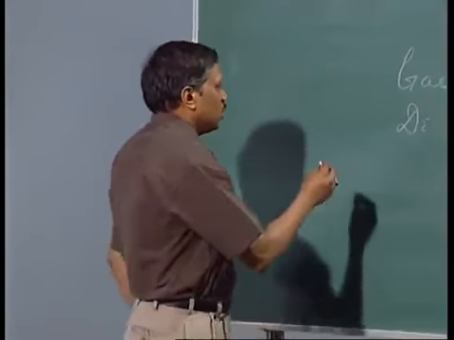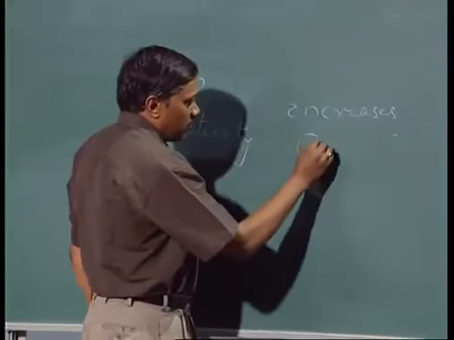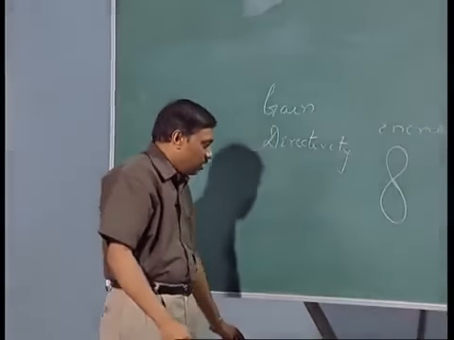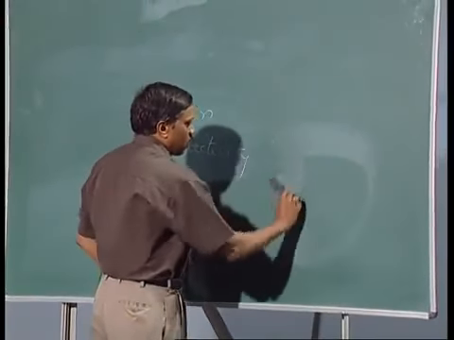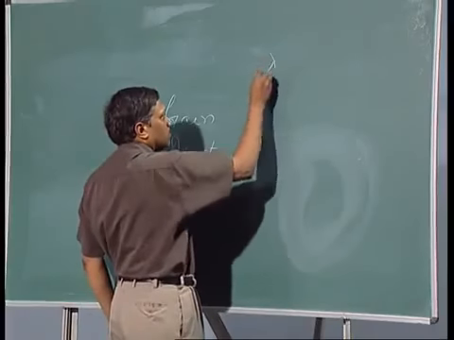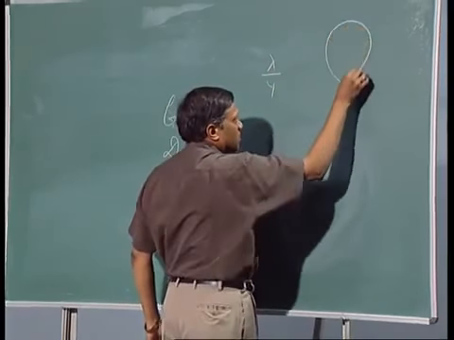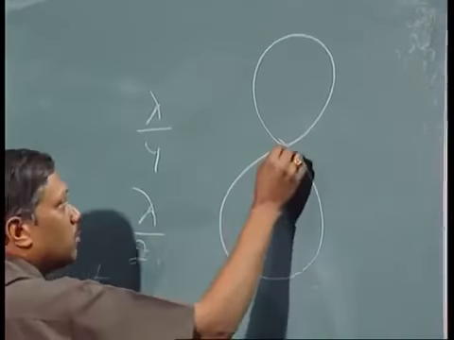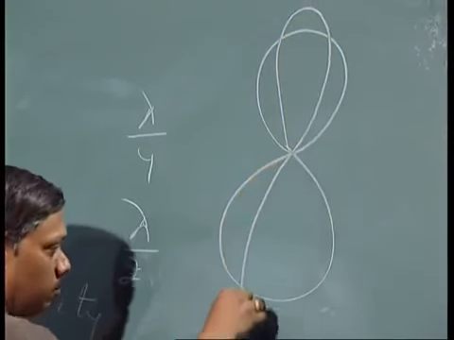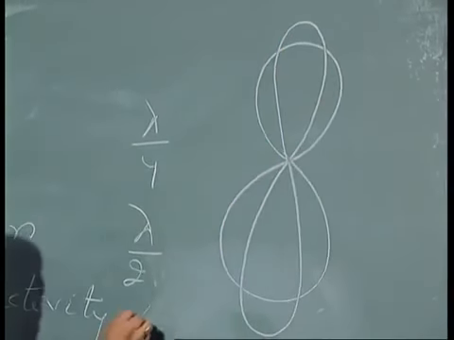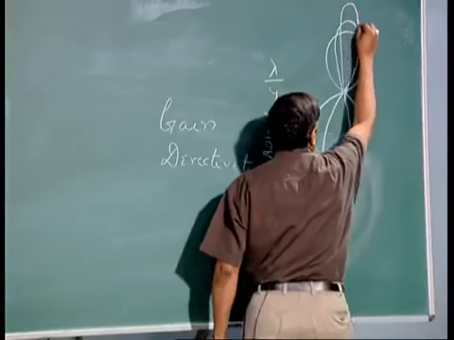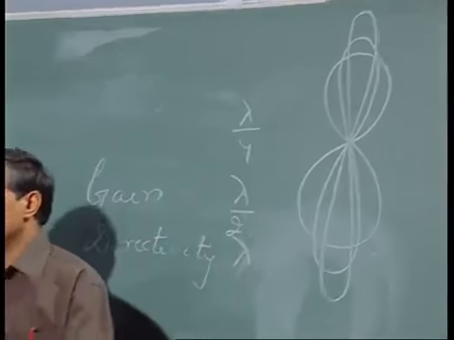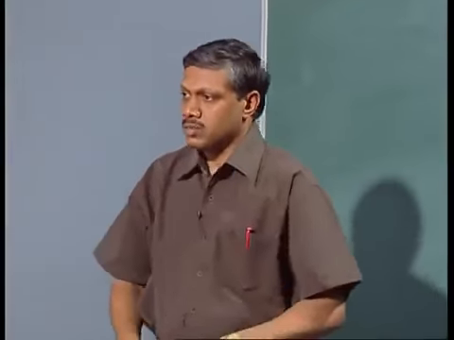For example, the dipole antenna has a radiation pattern of figure of 8. As you go on increasing the length, let us say for a lambda by 4 antenna, this is the pattern. When we make it lambda by 2, the pattern will be slightly more directional. When we go for lambda, this pattern will be further directional. So, this shows that the directivity is increasing, gain is increasing as the length is increasing.